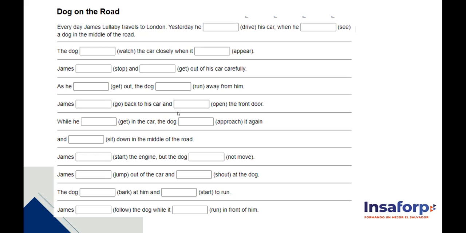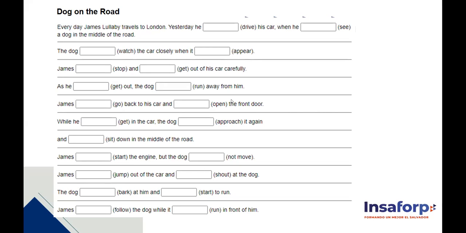Any other volunteer? As he, let's see. Go ahead, please, Francisco. As he got out, the dog ran away from him. Okay. Let's see. Anybody else who would like to try this one, or do you guys agree with Francisco's participation? Do you remember what we said about after?